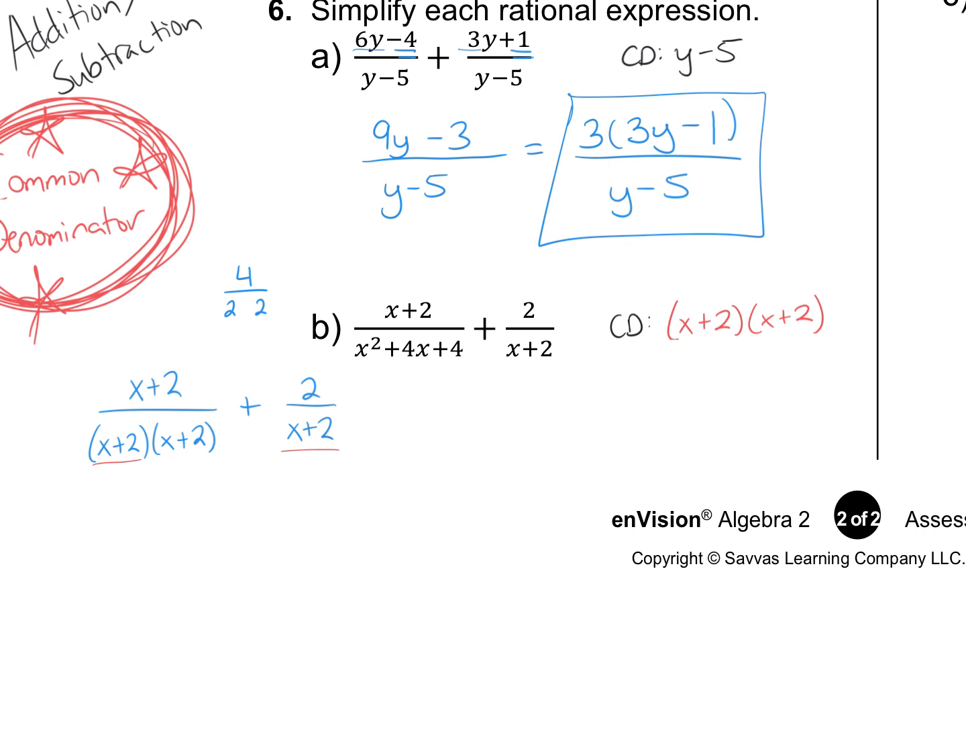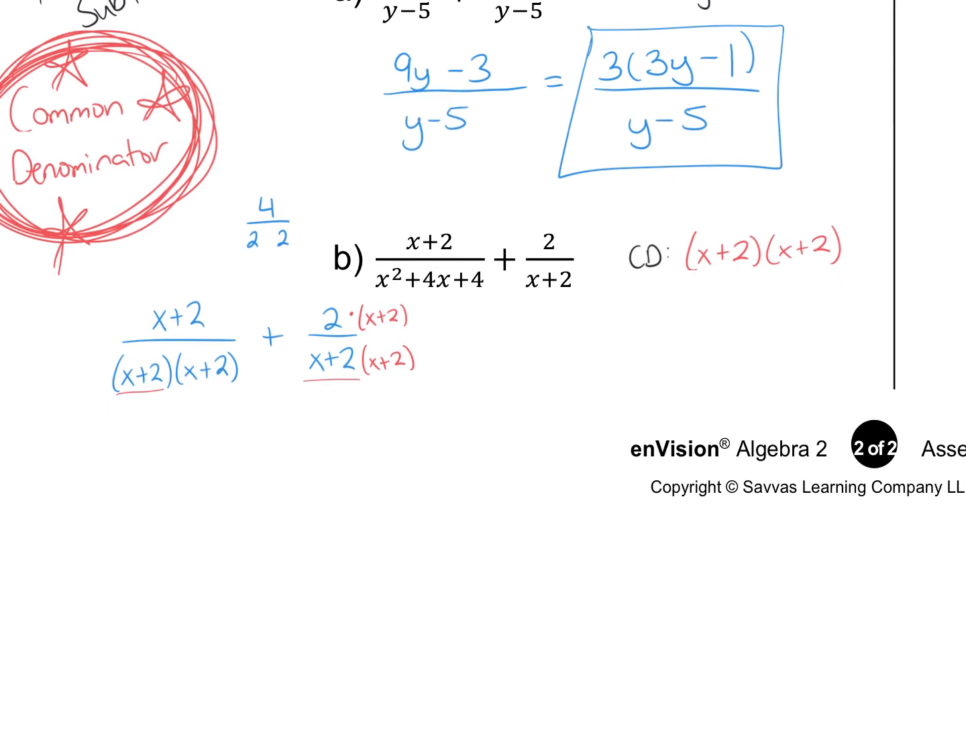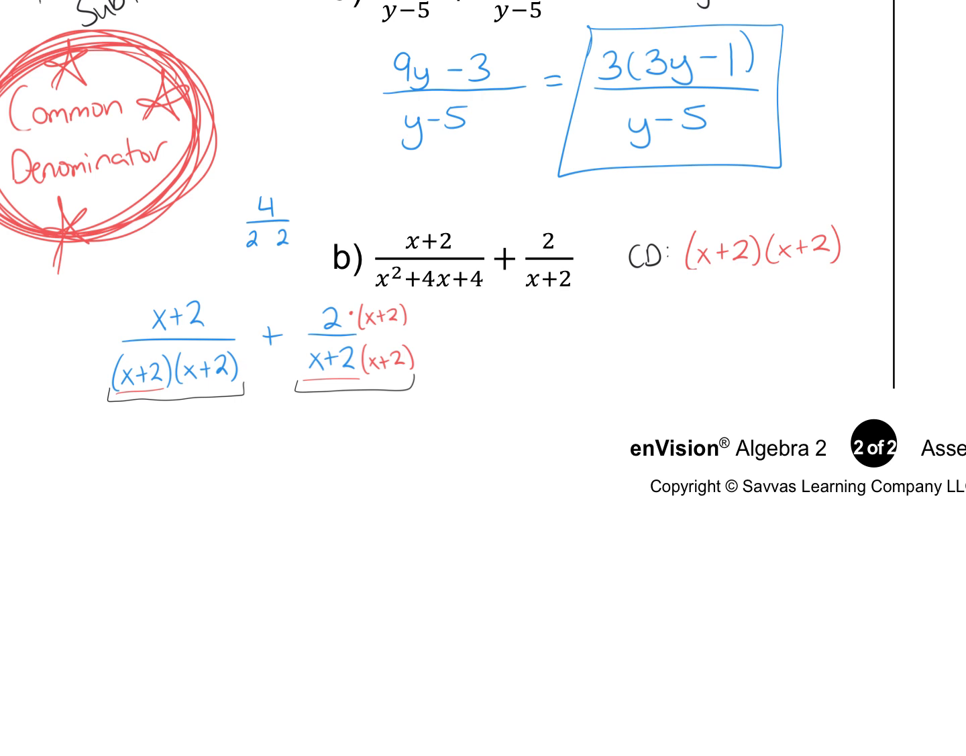Do you remember what our next step is to make them a common denominator? Multiply the one that you say. Correct. Is this denominator missing anything? No. What is this one missing? It's missing an x plus 2. So I'm going to multiply the top and the bottom by x plus 2. Now look, do you agree that I have common denominators? So my common denominator is x plus 2 times x plus 2.